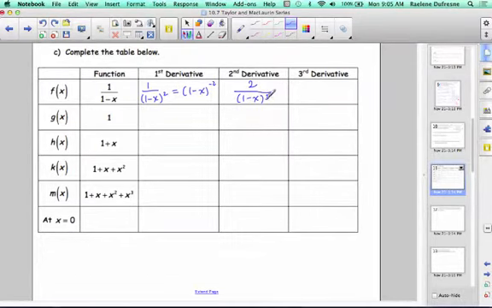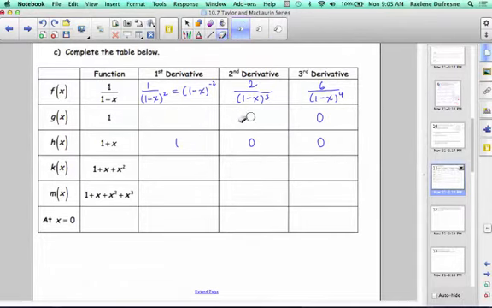And then when we take the derivative the third time, we're going to get 2 times negative 3, and then times negative 1 from the chain rule. So it's going to be 6 over 1 minus x to the exponent 4. The first, second, and third derivatives of g of x are easy. And for h of x, we have 1, and then we have 0, 0. And I'm going to put these identically equal to 0 derivatives in red.